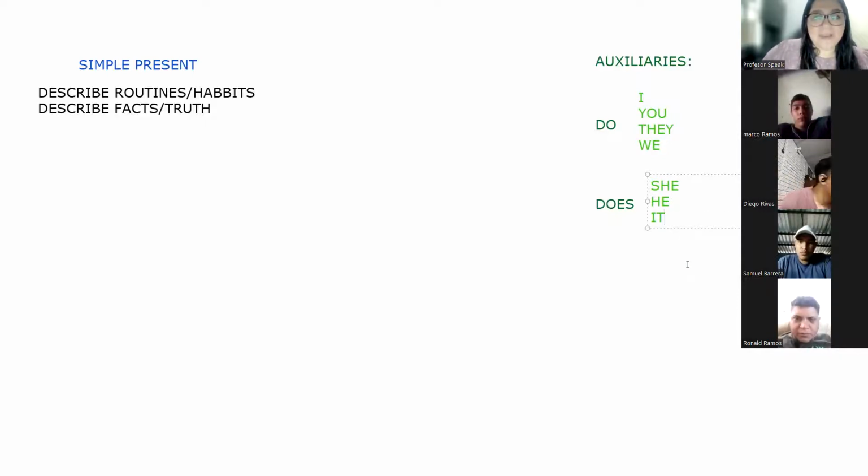Okay, and if we want to say do not, it's equal to say don't. El don't es la forma contractada del do not, right? And the doesn't is the contracted form para la negativa del does. Now, what is the structure? This is the structure, guys.